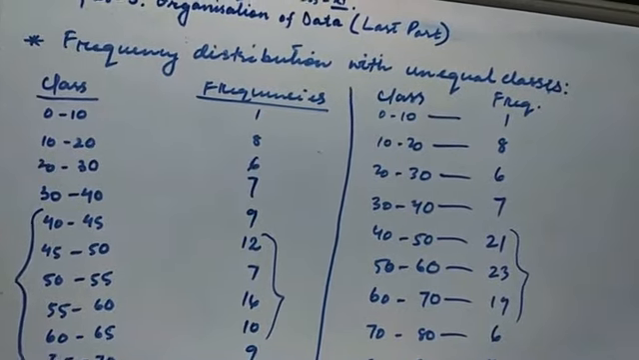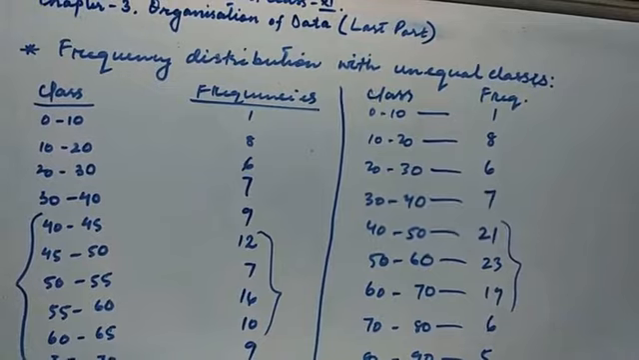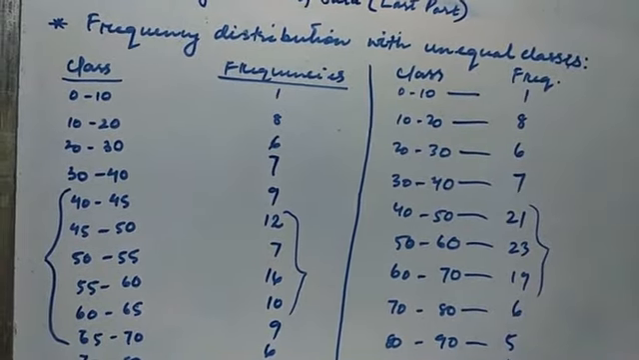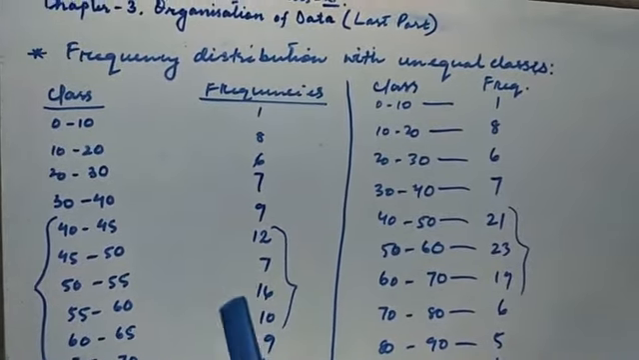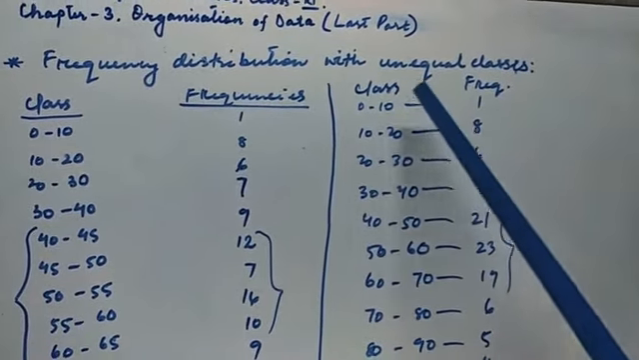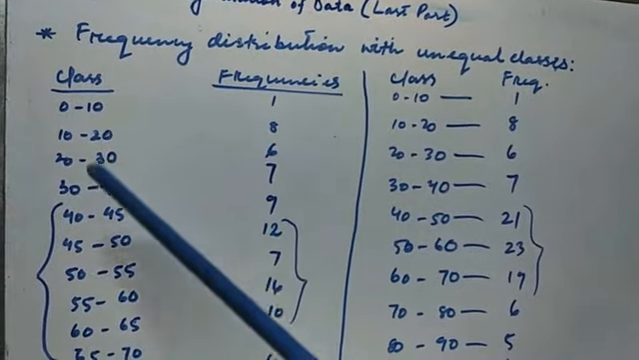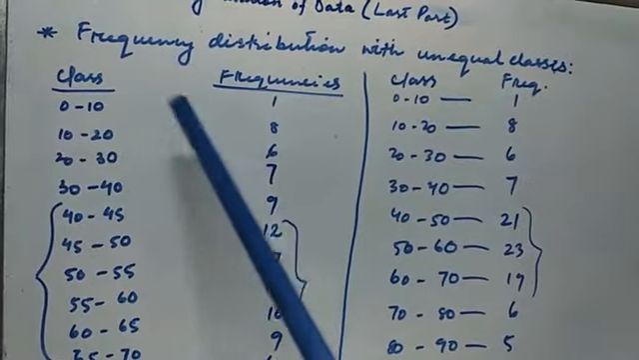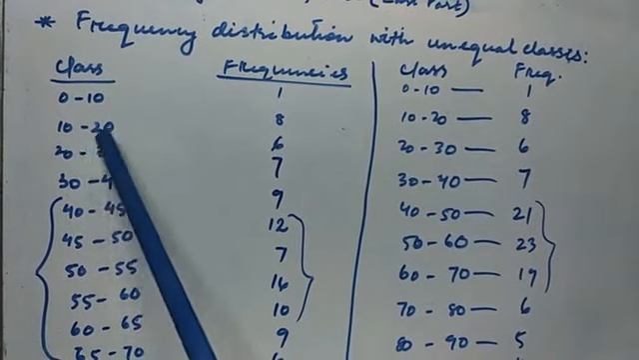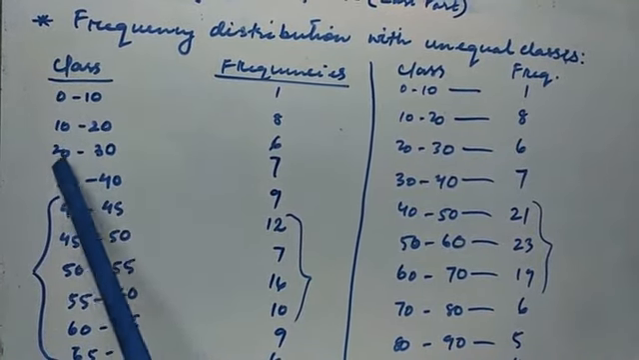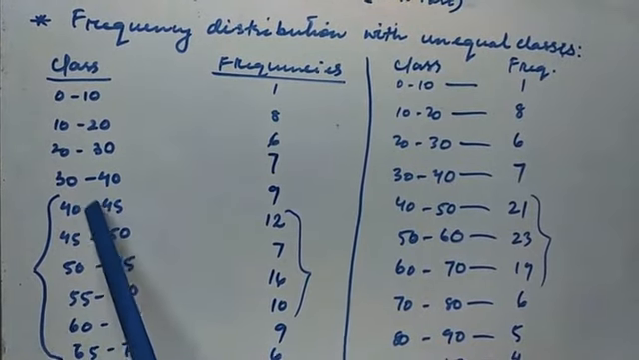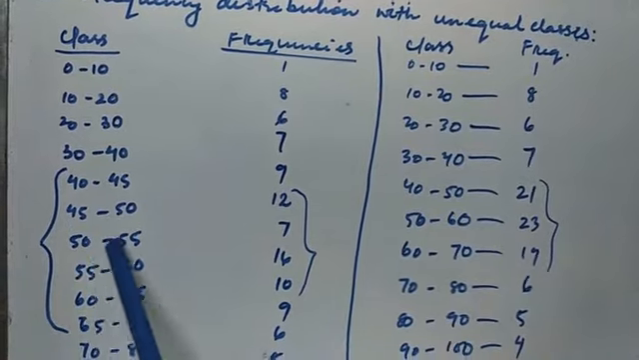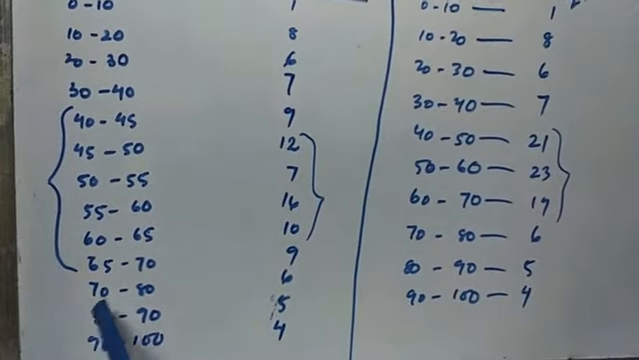So we have talked only about the frequency distribution with equal classes. Here I'm giving you an example of a frequency distribution with unequal classes. We are using the same raw data, that is Table 3.1. Looking at this, we will see that the class intervals are different. Here the class interval is 10. Here it is only 5, 5, 5, 5, and here it is 10 again.